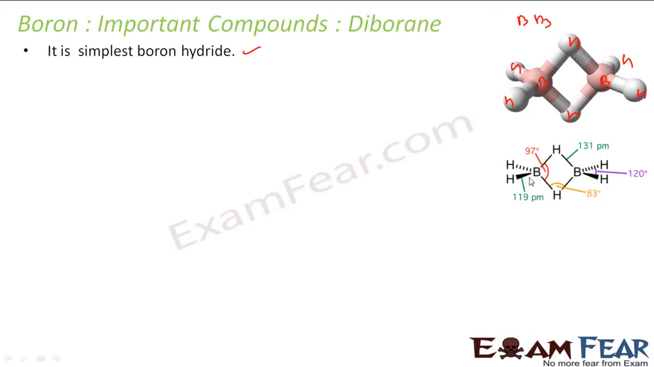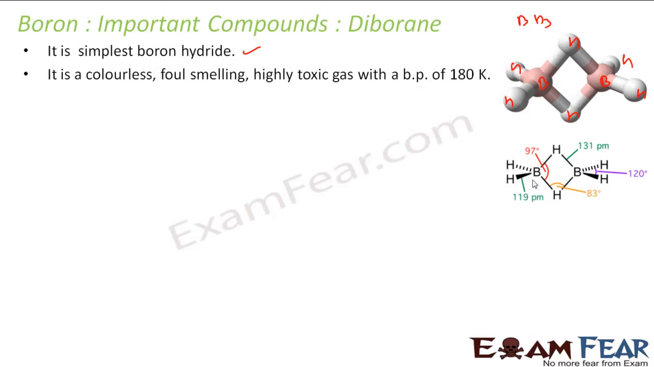This angle is 97 degrees, this is 100 degrees, this bridging length is 131 picometer, and this terminal BH length is 119 picometer. Correct? It is colorless, foul smelling, a very toxic gas, with a boiling point of 180 Kelvin. It's a very low boiling point.